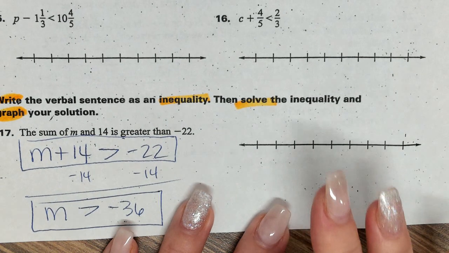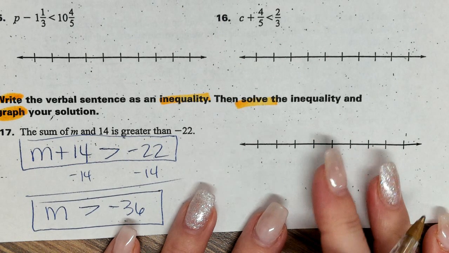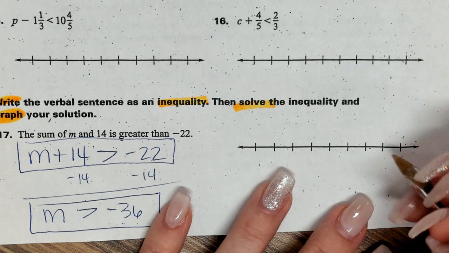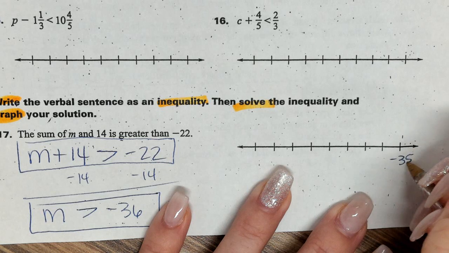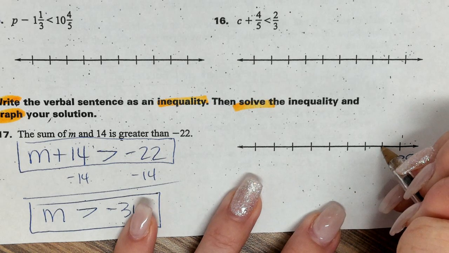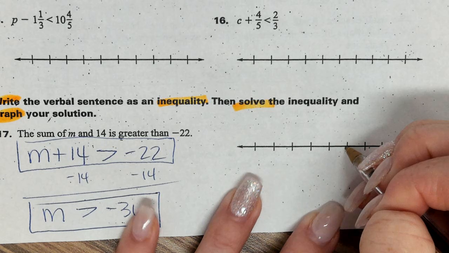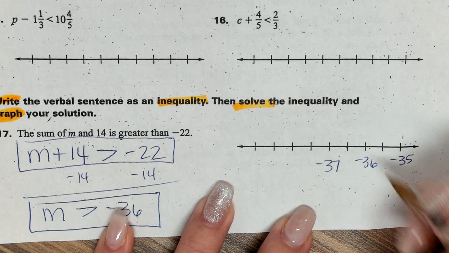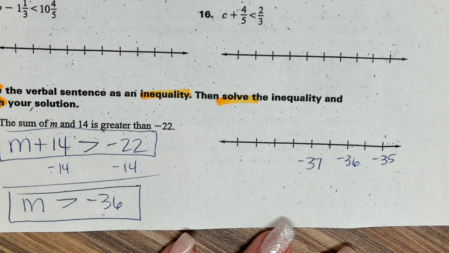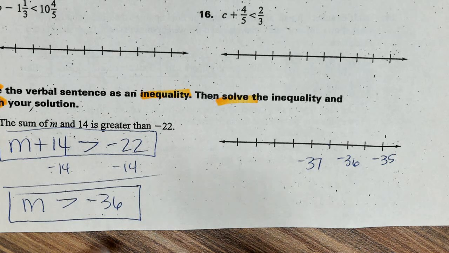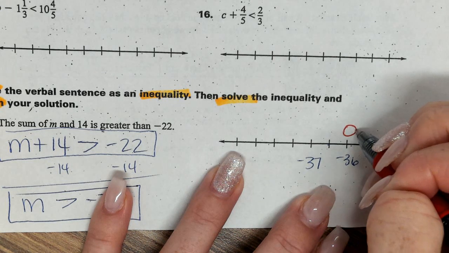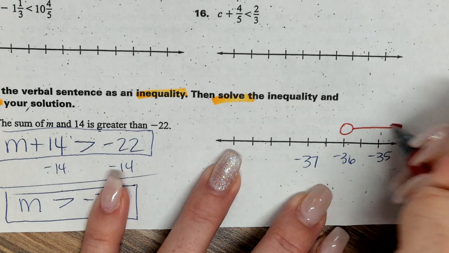Remember, when you're on a graph, it goes backwards for negative. So if this is negative 35, I'm going to skip because it's so close together. That's going to be negative 35 and a half, negative 36, negative 36 and a half, negative 37. You don't got to keep going. Just put at least 3 numbers. Is it going to be a solid dot or empty? Empty, shaded to the right.